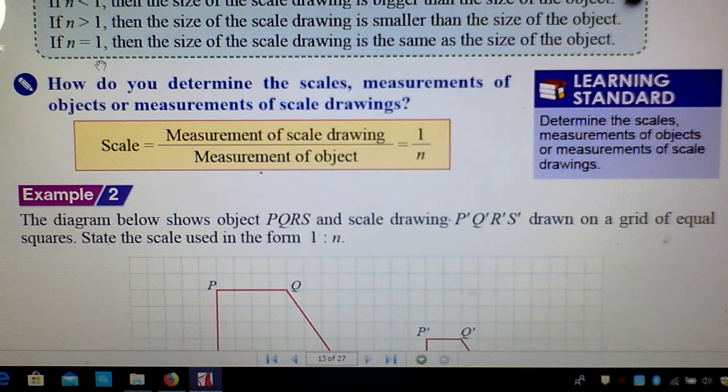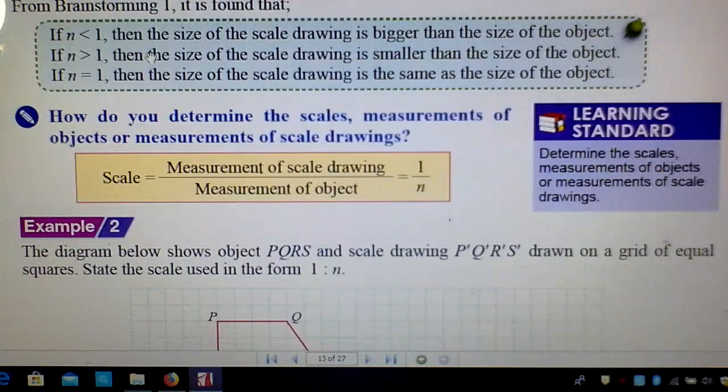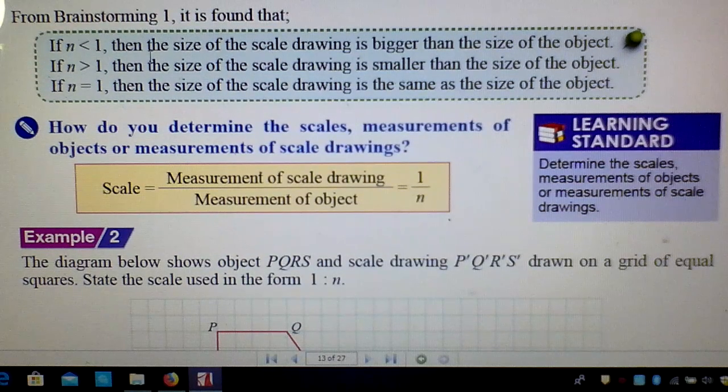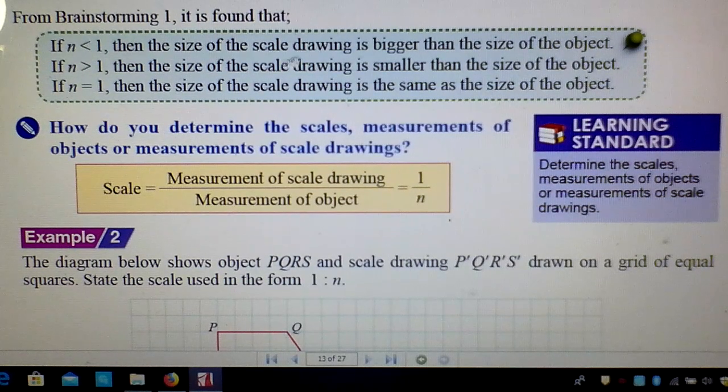Okay, you try to do the brainstorming one, and then we can make a conclusion based on your answer. If you get n smaller than 1, the size of the scale drawing is bigger than the size of the object.